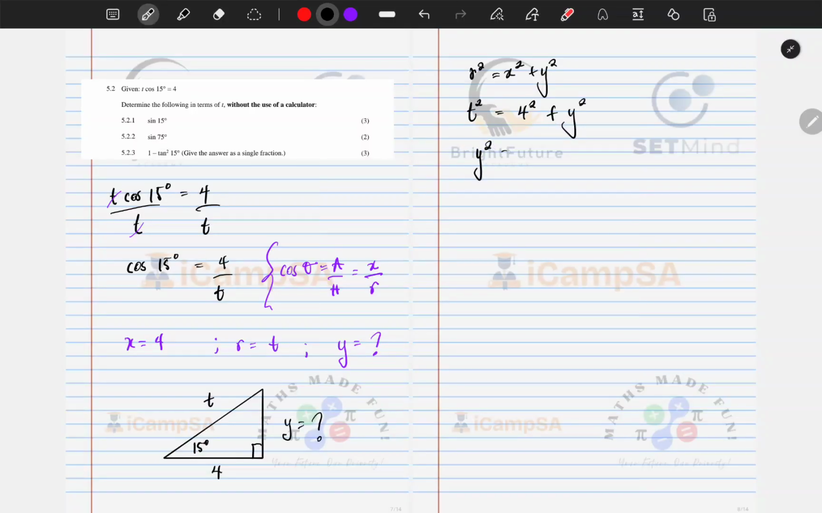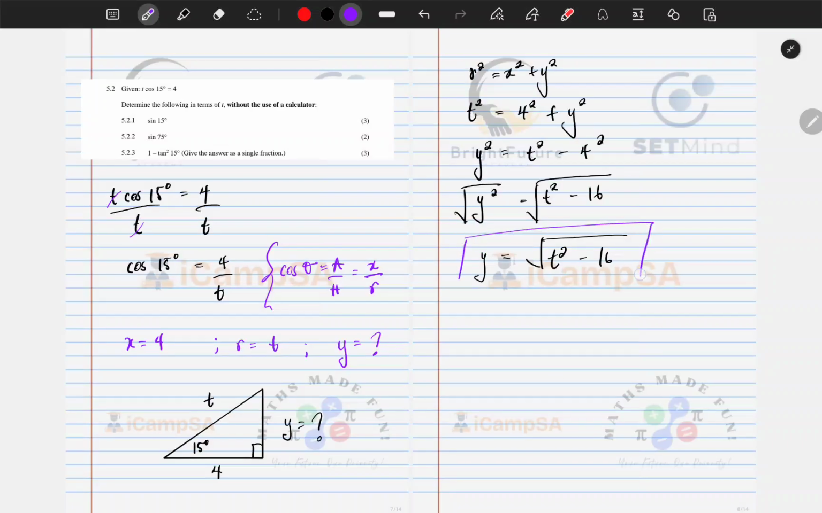So y squared is going to be your t squared minus 4 squared. So what is 4 squared? So this is going to be y squared is equals to t squared minus 16, right? And then from there I can just do this. Right, so it's going to be y is equals to your root of t squared minus 16. Right, so now I have my y. This is my y. Right, it means that now I can go and solve the questions.